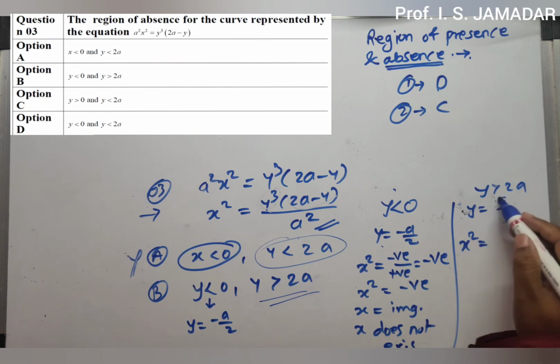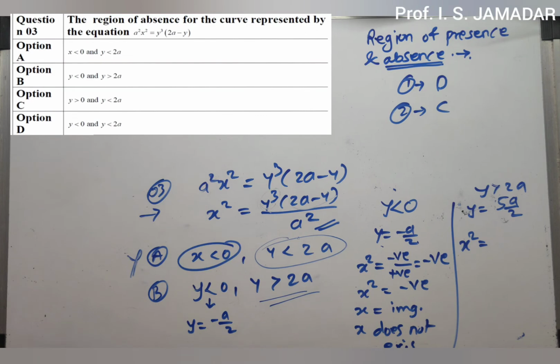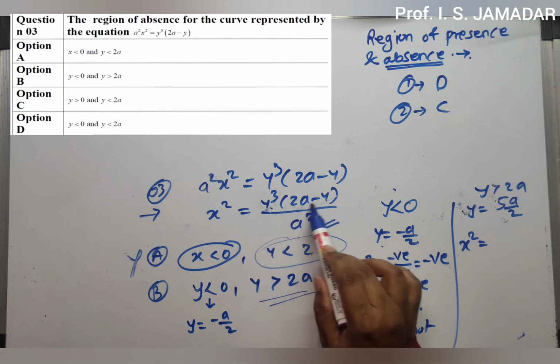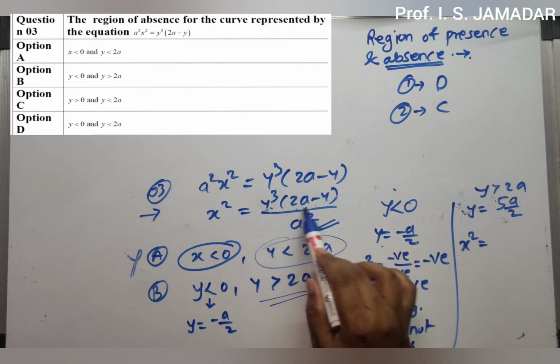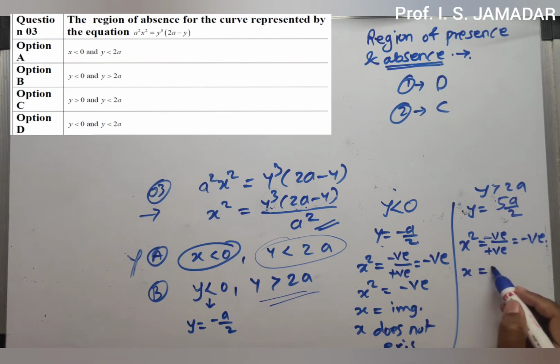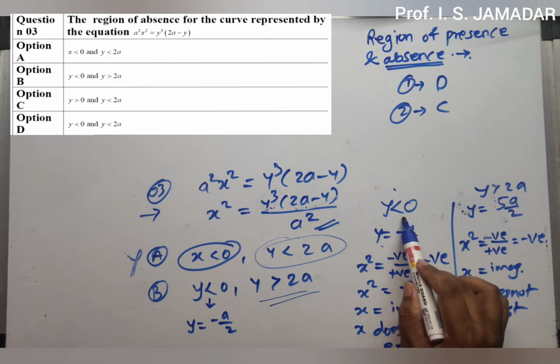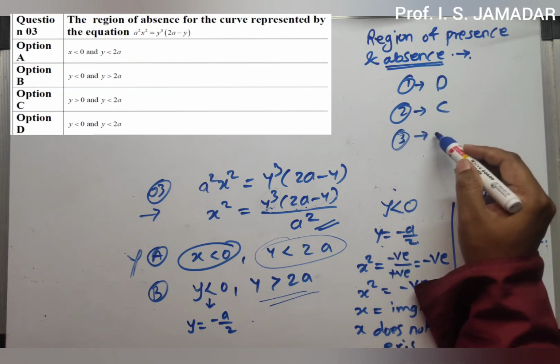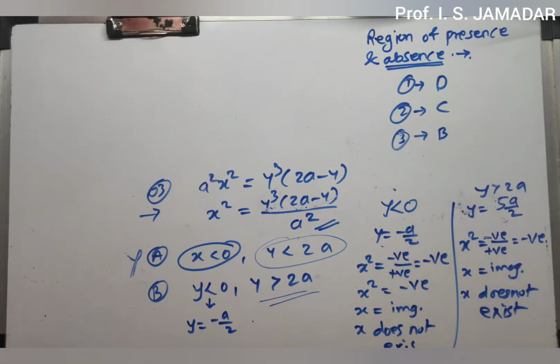So for y greater than 2a, let us consider y as 5a upon 2. Now for this y as 5a upon 2, what is x square? This will be positive for 5 upon 2. But this thing, 2a minus 5a upon 2, will be negative. So the numerator will be negative, the denominator will be positive, but finally the term will be negative. So x square is negative, it implies x is imaginary. It means x does not exist. Therefore, option B: for both y less than 0 and y greater than 2a, the curve is absent. So option B is the correct answer. So for the third question, the answer is option B.